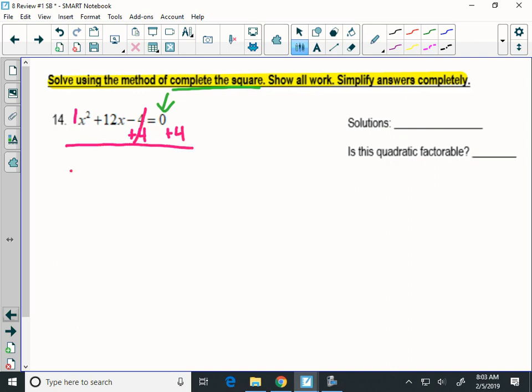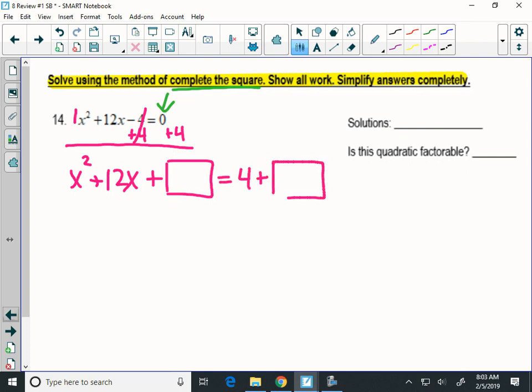When I do that, the x squared plus 12x stays the same. I fill in that spot where the 4 was by adding a box. The other side is equal to 4 plus a box on that side as well. We need to balance the equation. To fill in the box, you take half of the middle term. So half of 12 and square it. Half of 12 is 6, and 6 squared is 36. So I put 36 in both boxes.